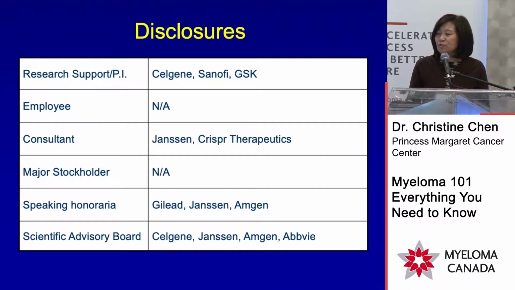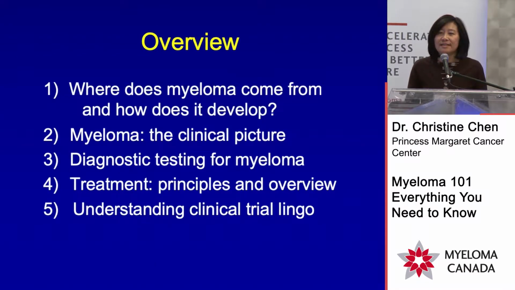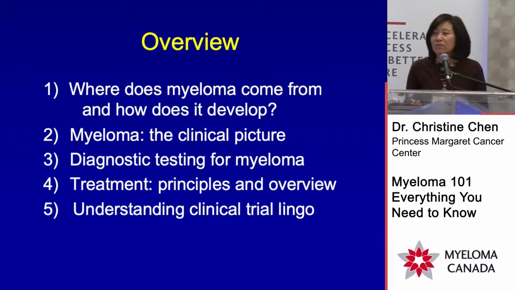These are just my disclosures. So this is what I'd like to discuss today. I'm going to go through at least the first 4 points, and if I have time, I'll go over the fifth. Number 1, where does myeloma come from and how does it develop? Number 2, I'm going to go through the clinical manifestations of myeloma. Number 3, diagnostic testing. 4, because you'll hear lots about treatment, Frontline from Martha Luzada, and then Donna Reese will talk about relapse, I'm just going to talk about the principles and overview of treatment. And then if I have time, I'll, as my fifth item, talk about understanding clinical trial lingo.